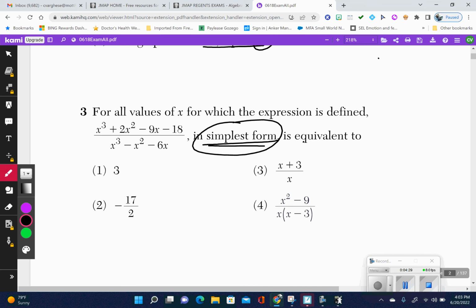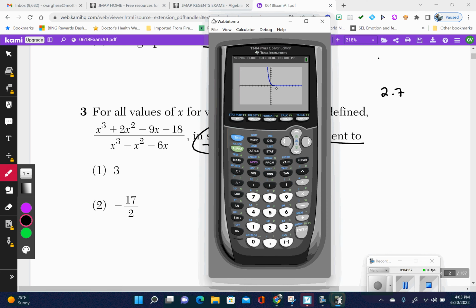So is equivalent to, and I did show you how you could do this with the calculator using the store button. So you could pick a random number. I usually pick 2.7. I'm not going to go through it this way because I do want to show you how to do this by hand.